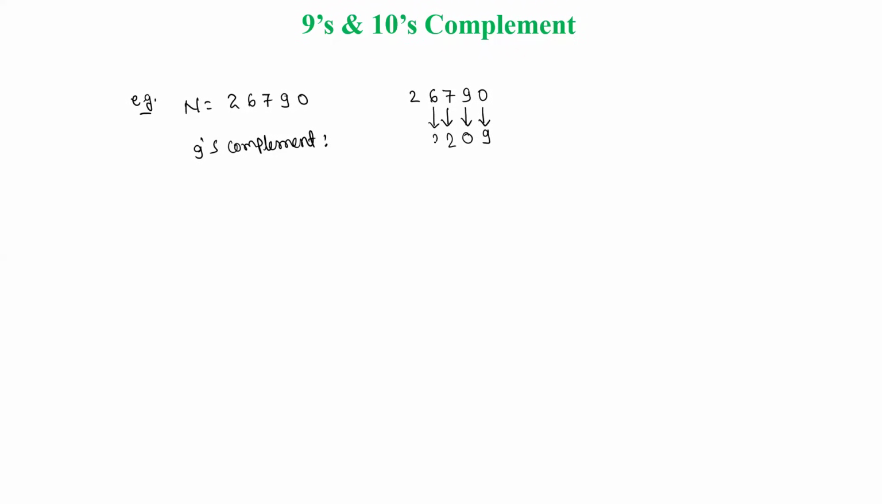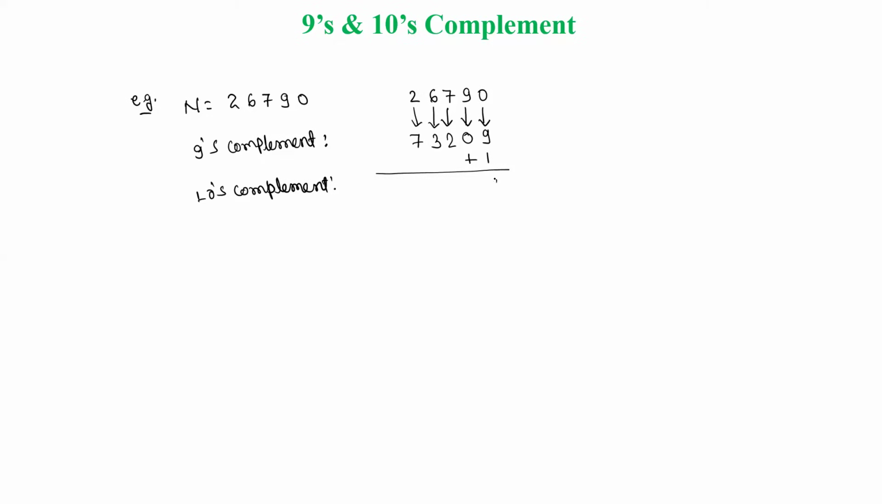9 minus 6, 3. 9 minus 2 is 7. So this is the 9's complement of the given number. And if you have to find the 10's complement, what is the rule? If you have the 9's complement, then for the 10's complement we have to add 1. So after adding 1, we get the 10's complement.